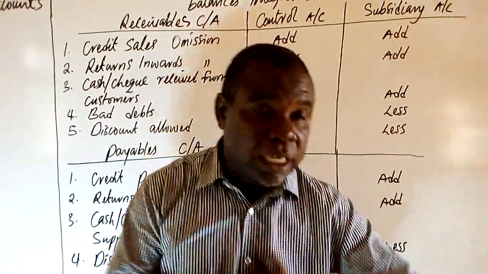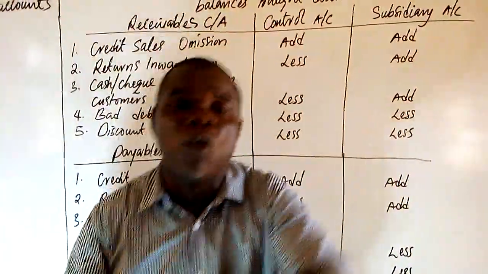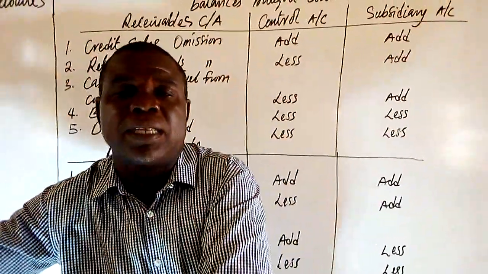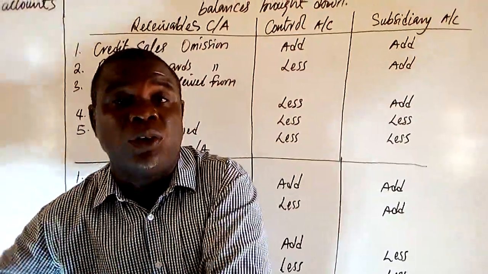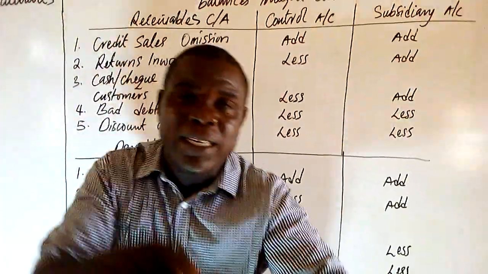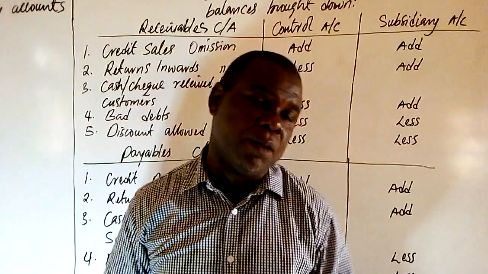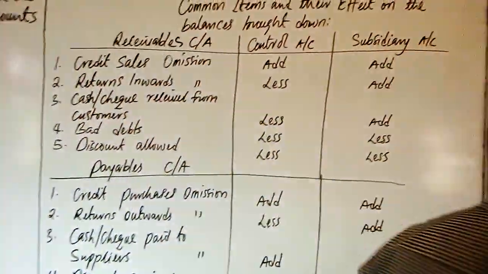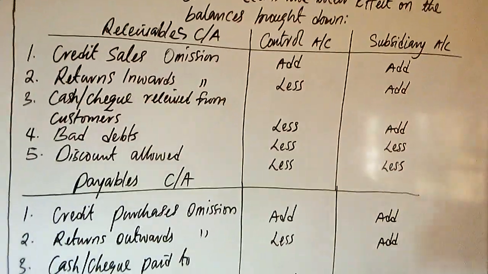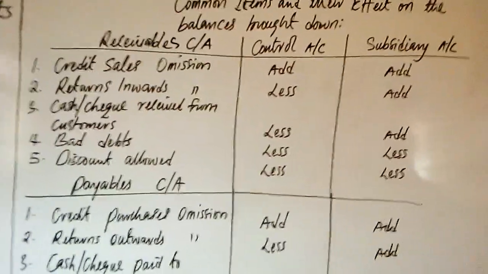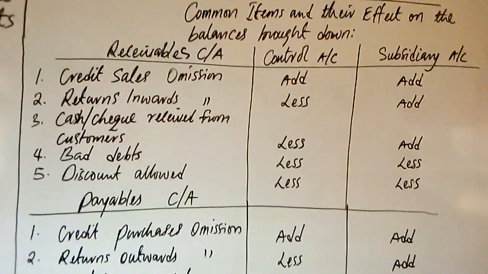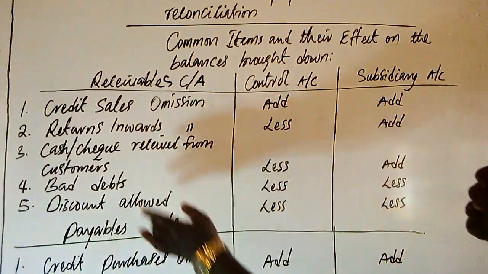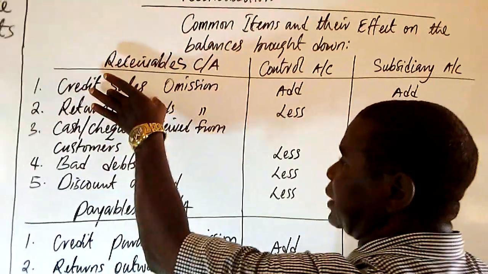That is the key. If this item is omitted or overstated, how is it going to affect the balance that is brought down at the end of the day in the control account and the individual balances in the subsidiary book? That is the emphasis of control account reconciliation. You must think very well to know such an item and how it affects the control account and the subsidiary account. Number one, we talk of credit sales omission.